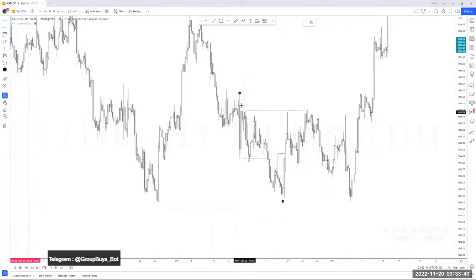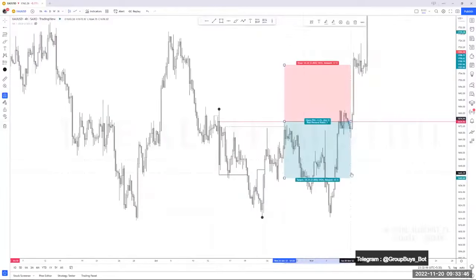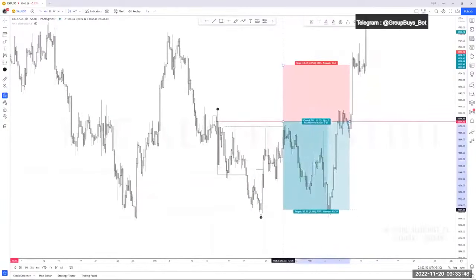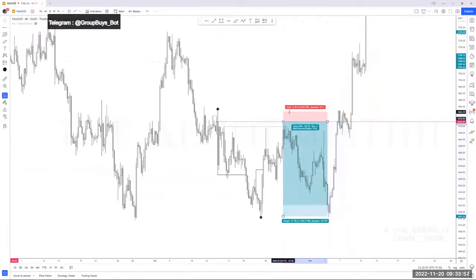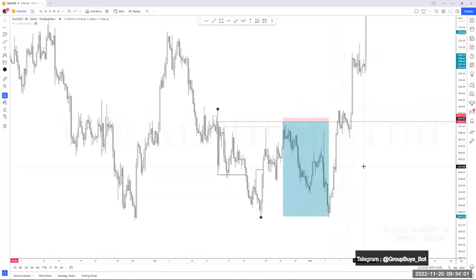And what is this? A resistance. Can you see it? Resistance? Sold it right here. And where do I target? External range liquidity, which aligns with the weekly, and a 20 pip stop loss. Wow. Can you see? This is the same exact entry that I showed you, right? Same exact entry. So you see that, right?